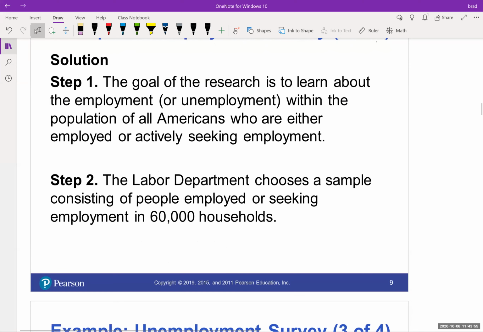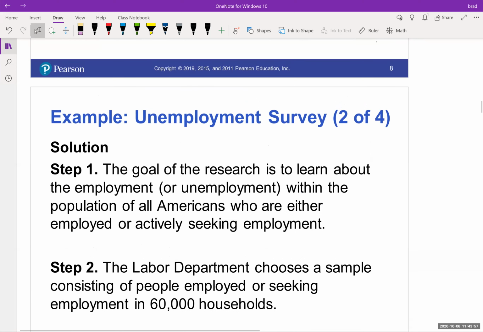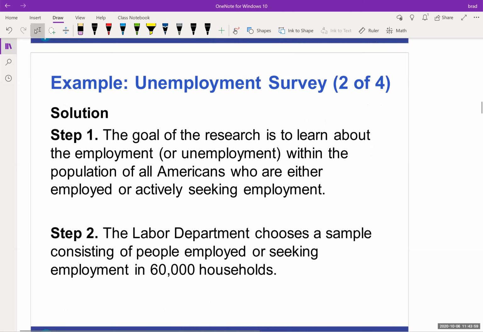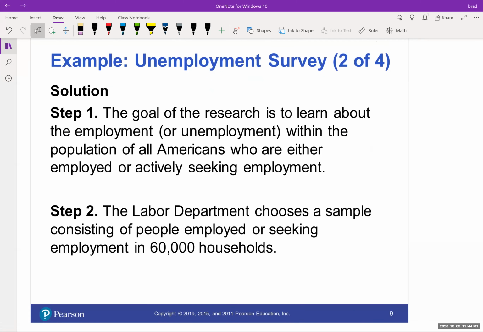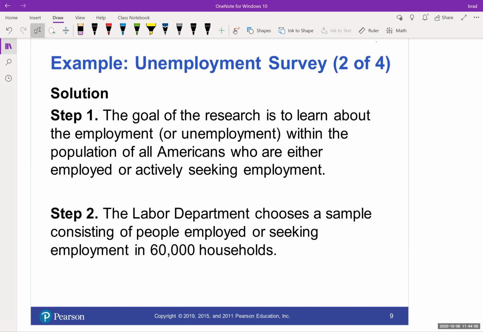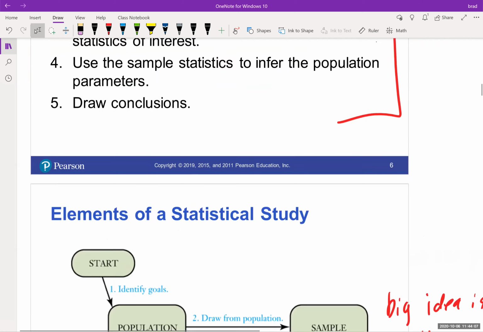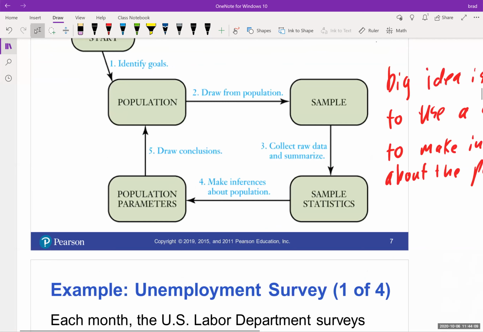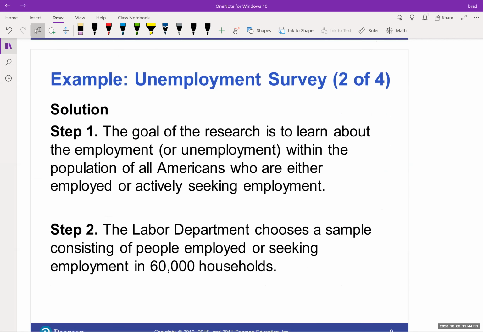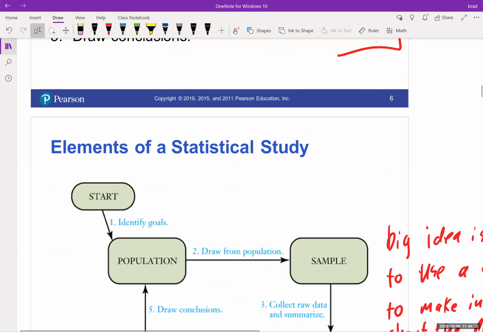Okay. So instead of writing all these out and having you read my writing, I felt like this time I was going to leave this slide up because it summarizes it just as well as I would have. So let's go back up to step 1: state the goal of your study. The goal of the research is to learn about employment or unemployment within the population of all Americans who are either employed or actively seeking employment.